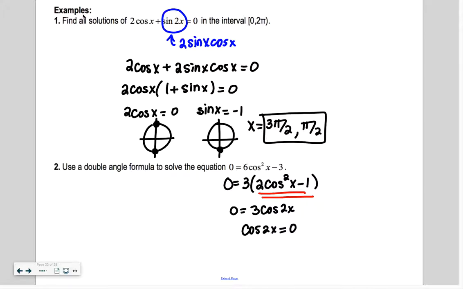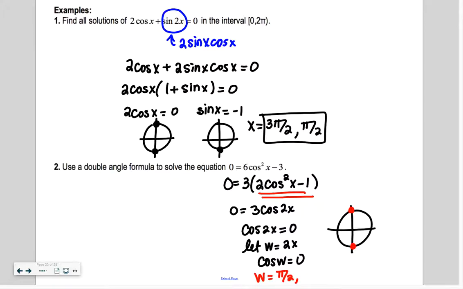Do you remember doing that first semester? What did we do when we had like a 2x instead of an x? Yeah, we let that w equal 2x. So we have cosine of w equals 0. Did you guys do a w substitution? So we're saying, oh, what angle gives us a cosine value of 0? Steven, you with me? So it'd be here and it'd be here. So we'd have w equals pi over 2, 3 pi over 2.